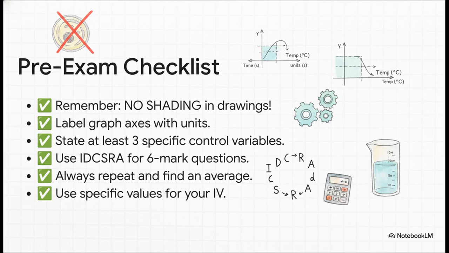Name at least 3 specific control variables. Use IDCSRA for the big planning question. Always, always say you'll repeat and average, and give specific values for the thing you're changing. Get these right, and you are absolutely on your way to a fantastic grade.